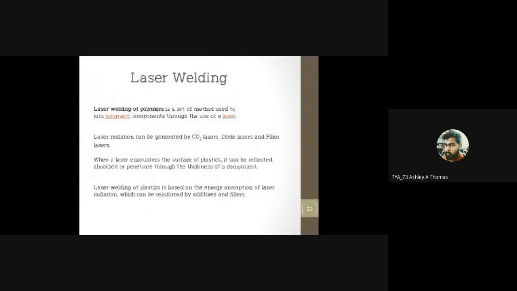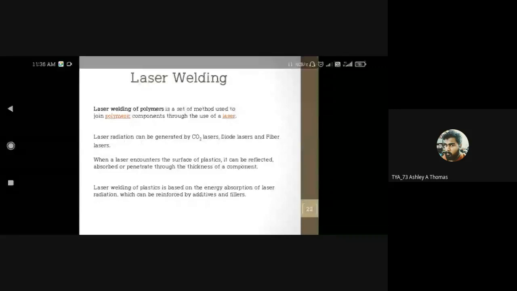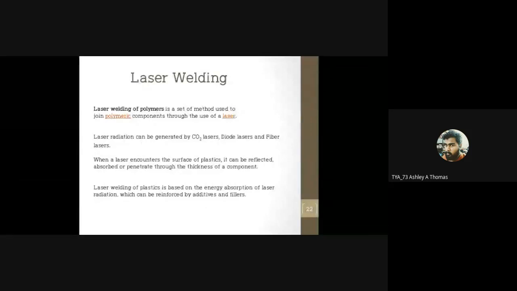Now let's see the next one, which is laser welding. Again, the source of generation of heat is different. In the last case, we used an induction coil. Here we are using the laser. So what is happening here? Either CO2 laser, diode laser or fiber lasers are used, and those lasers are passed around the joint.